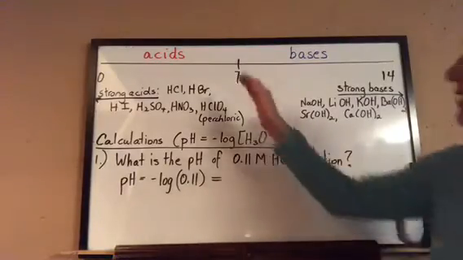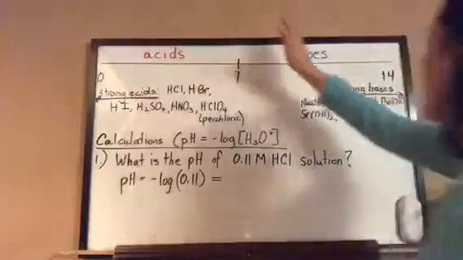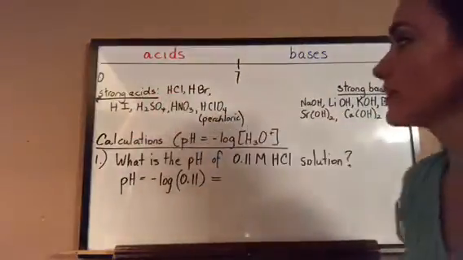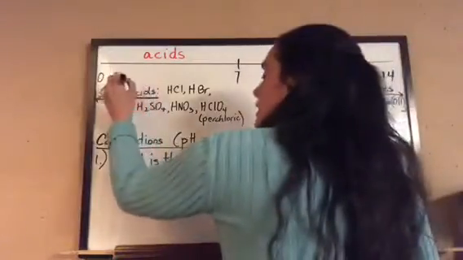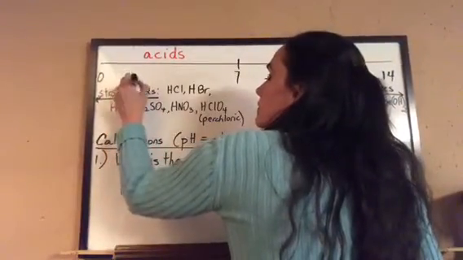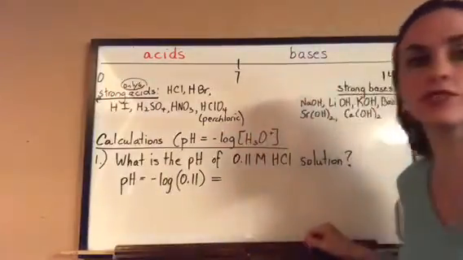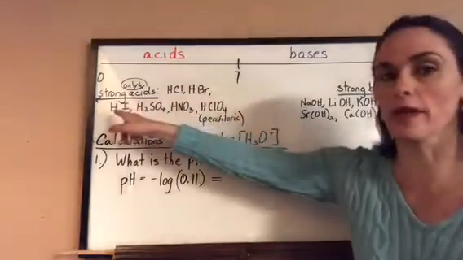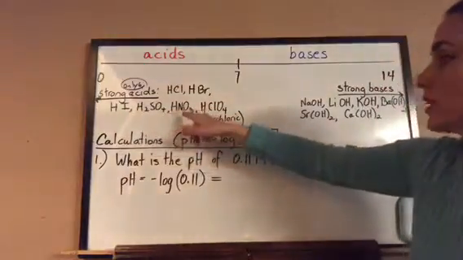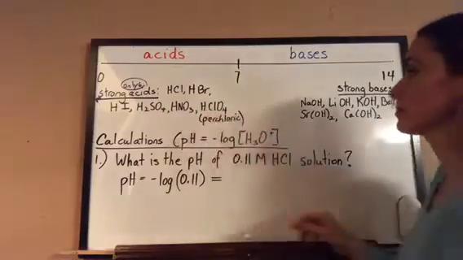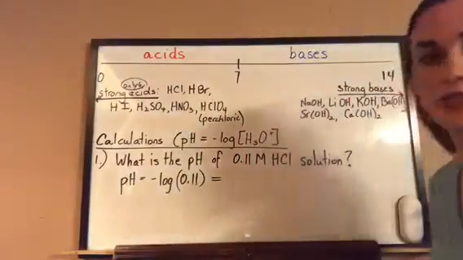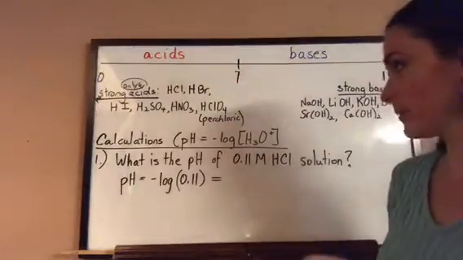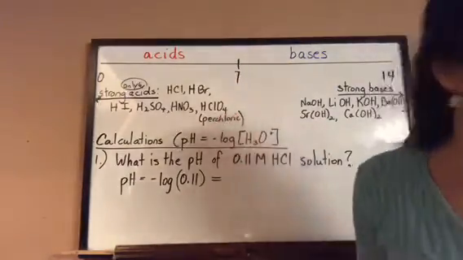So we said that we have acids below 7, bases above 7. Strong acids have very low pHs, and there are only 6 strong acids. The 6 strong acids are hydrochloric, hydrobromic, hydroiodic, sulfuric, nitric, and perchloric. So those are the only 6 that are strong acids. All of the other acids are considered weak. These are the only 6 that are considered strong.